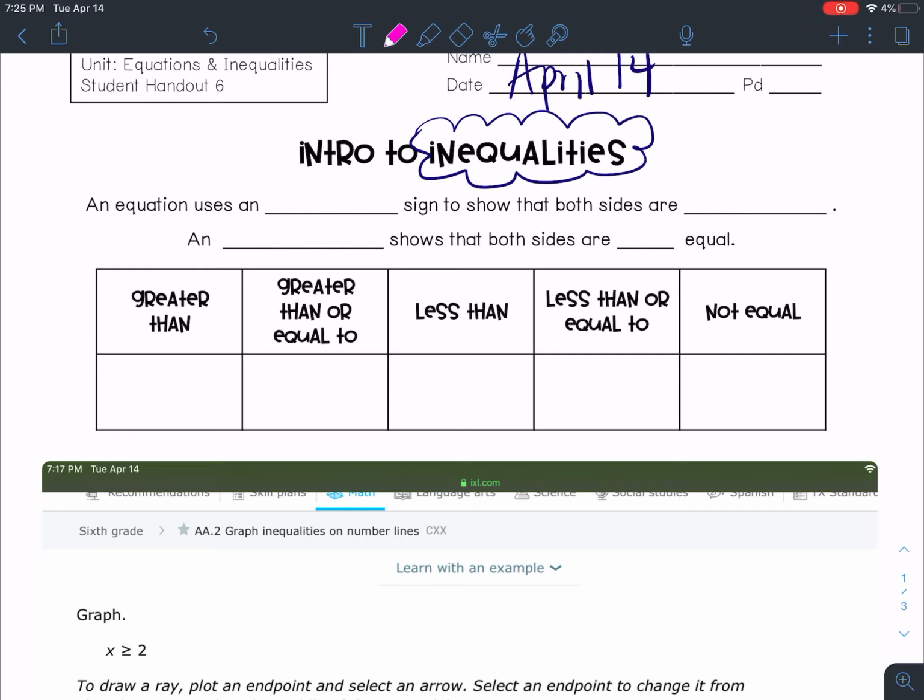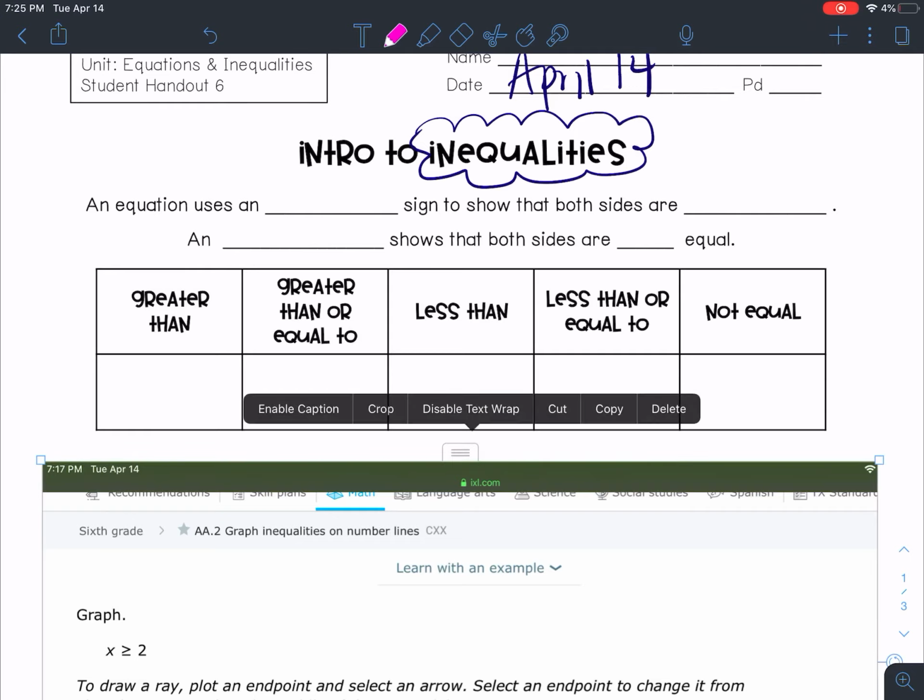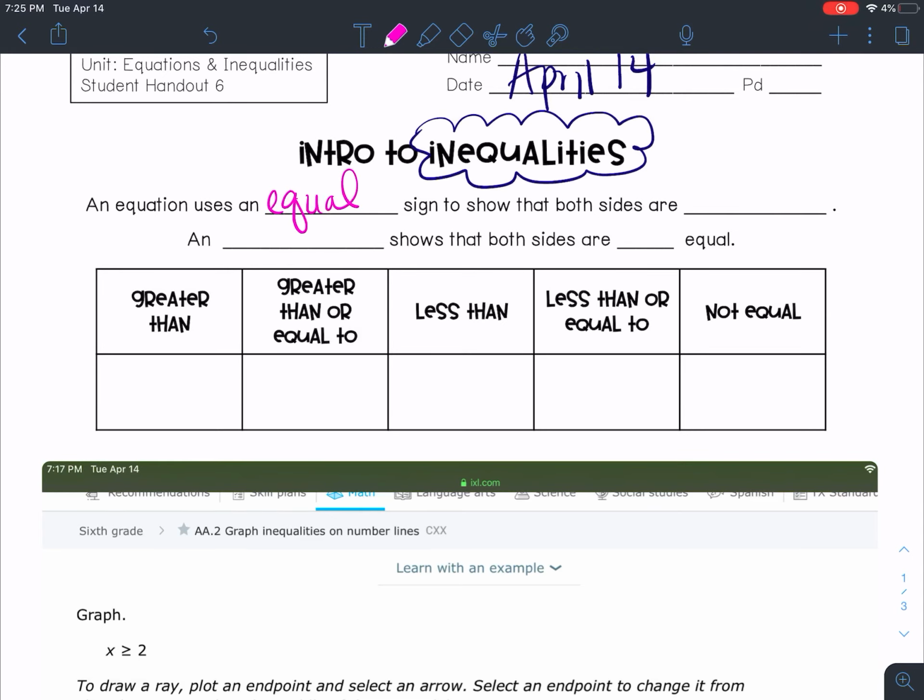It says an equation uses an equal sign to show that both sides are equal. So an example of an equation would be something like 2 plus x equals 7, right? That's a type of an equation. And I'm saying, hey, both sides are equal.